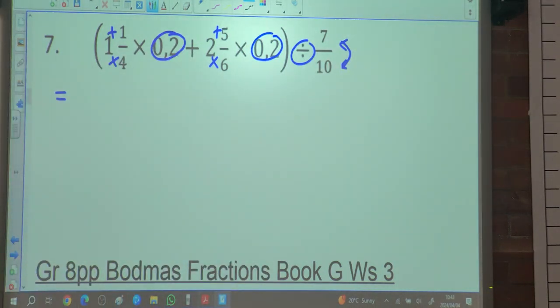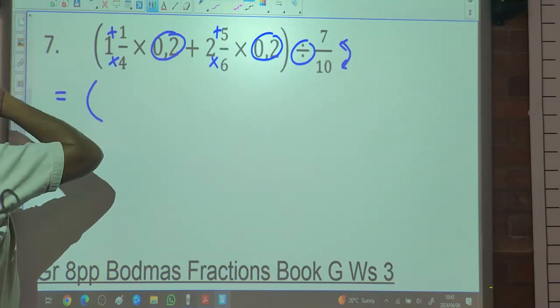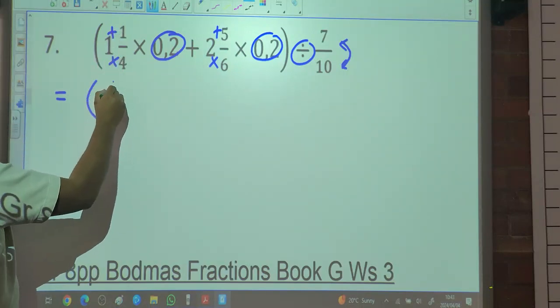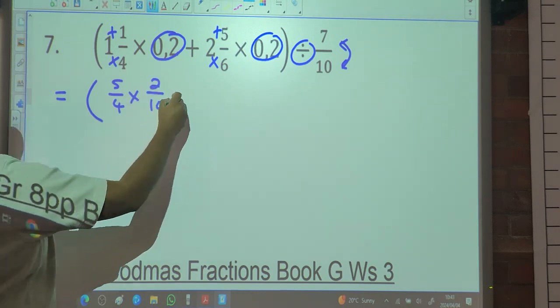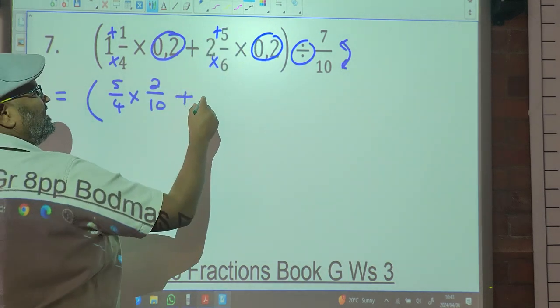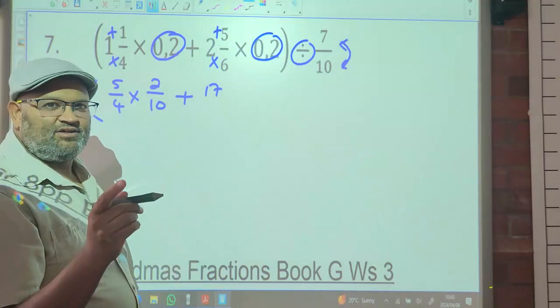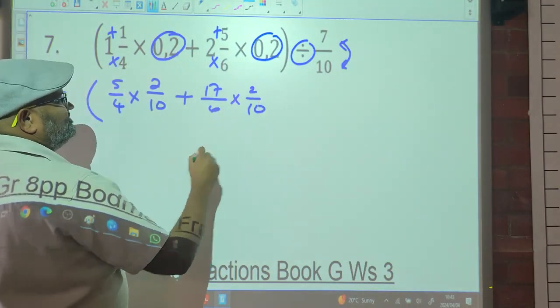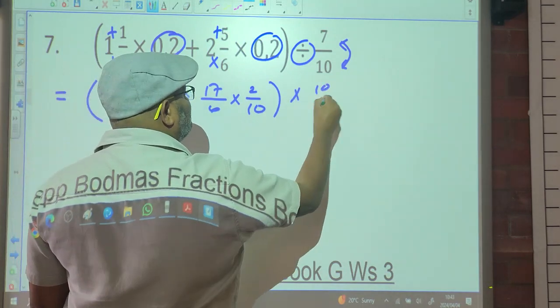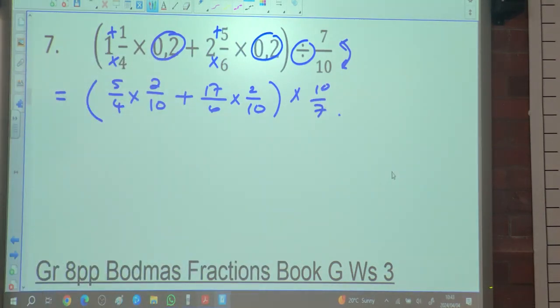Number 7. You got 1 1/4 multiplied by 0.2 plus 2 and 5/6 multiplied by 0.2, divided by 7 over 10. Where do I stop? In the bracket, yes. But prior to that, change everything to proper fractions. We can change this to multiplication. 1 times 4 is 4 plus 1 is 5. 5 over 4 multiplied by 2 over 10, or you could have said 1 over 5. Plus, that's 12 plus 5, 17 over 6, times 2 over 10, multiplied by 10 over 7.